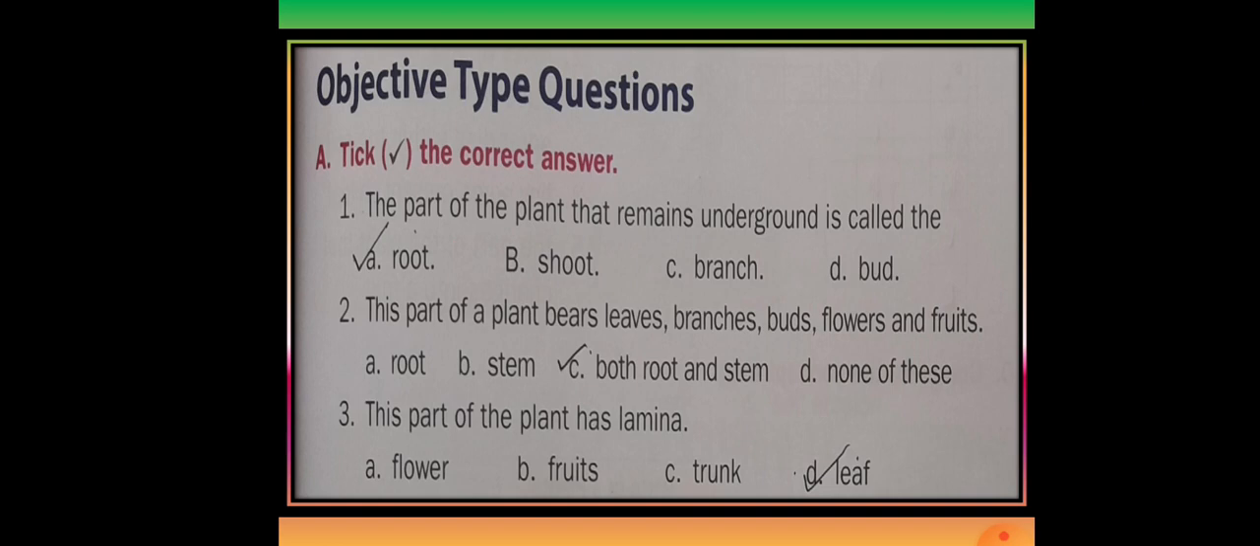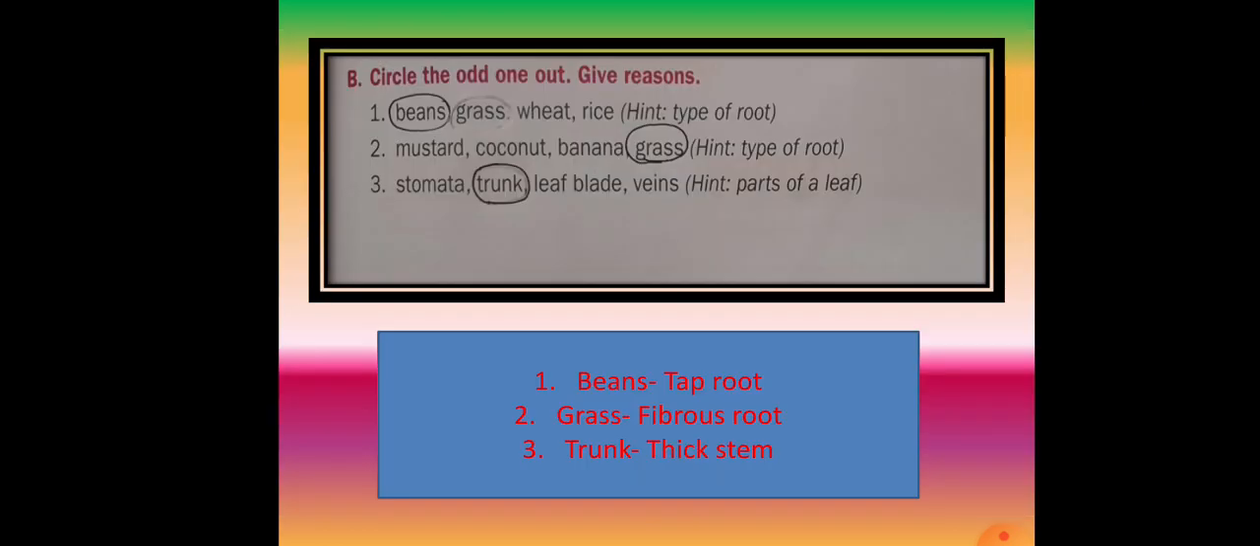Okay dear students, I hope there is no confusion about the objective type questions. Shall we go further? Okay, so what is our next question?